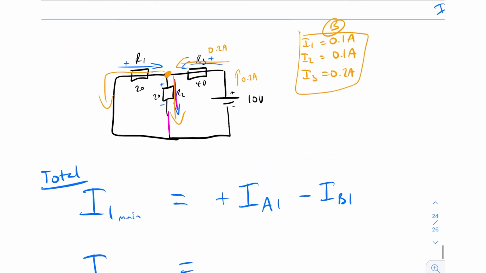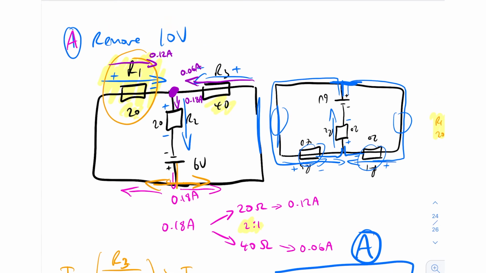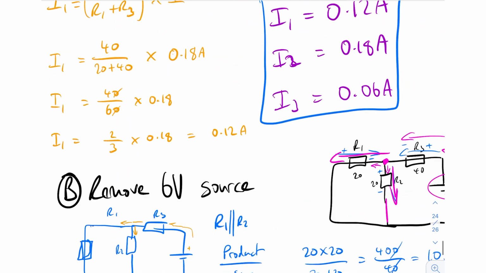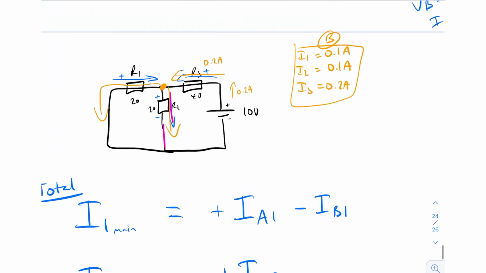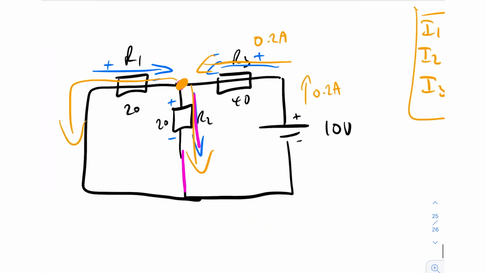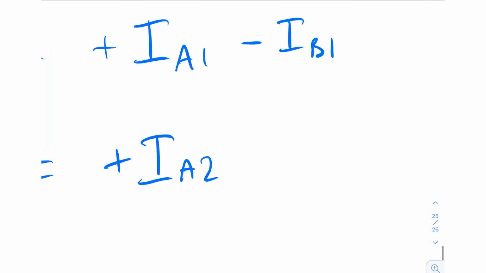So same for I2 now. We're going to check, is our I2 current direction the same as the blue? Purple going down, blue going down, so it is the same. So we're going to say plus IA2, and then we're going to check our second B direction, and as you can see from the orange, it's going down, same direction as the blue. So again, we can put plus IB2.